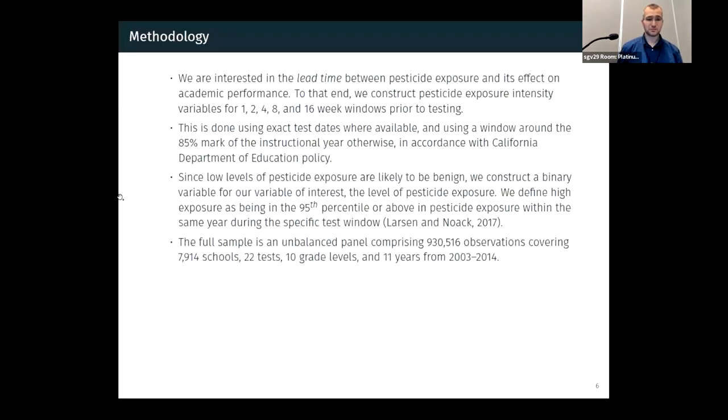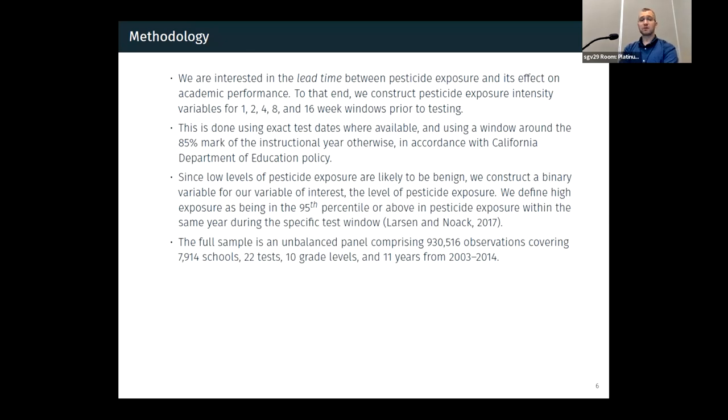Okay, good. Thank you. We stopped there. We have that issue of low pesticide exposure, which tends to not be a problem. That's why we use that approach by Larsen and look into areas which have high levels of pesticide exposure.